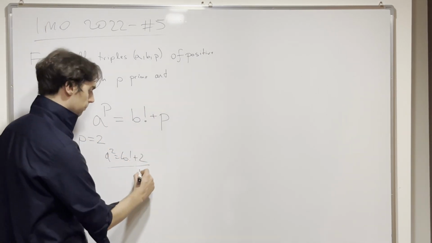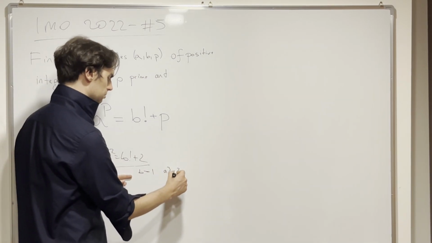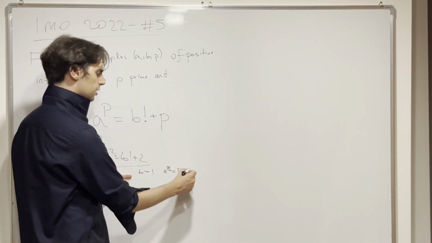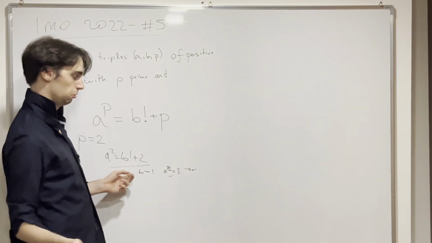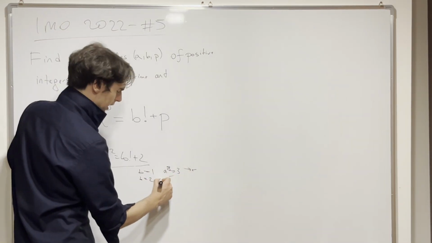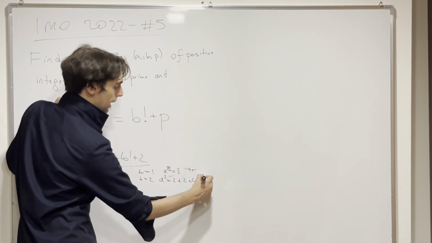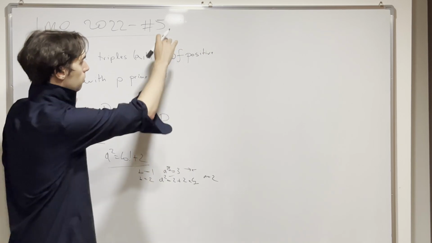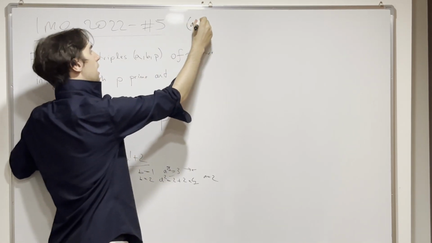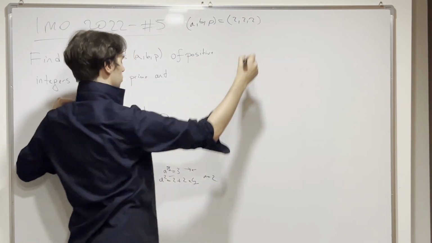But now if I plug in, say, b is equal to 1, I get a cubed is 3, a squared is 3. This fails, not a solution. If I plug in b is equal to 2, what do I get? I get a squared is 2 plus 2 is 4. So a is equal to 2, and now we have a solution. Let's write those down. So a, b, p, one solution is 2, 2, 2.